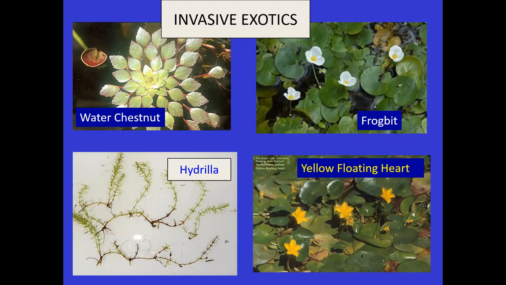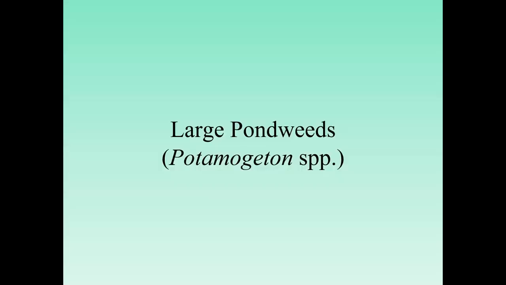Yellow floating heart has been seen in a couple of places. Paul, I believe, has worked hard to eradicate that from some of the places where it's been found. And frog bit up in the top right and water chestnut, I don't think have been found in Wisconsin, but they're very common in the Northeast, and everybody should be on the lookout for them. Okay, next, I think that's it.